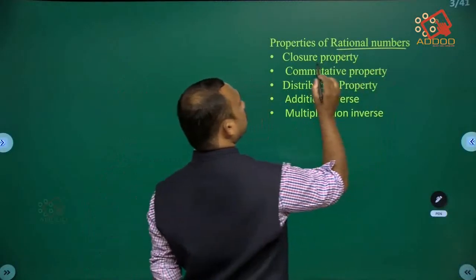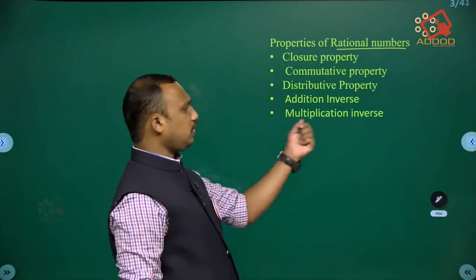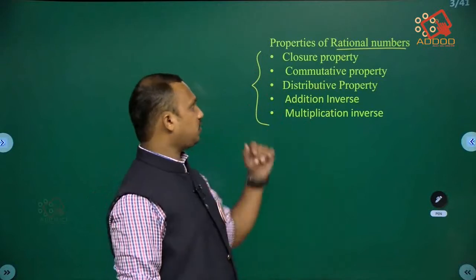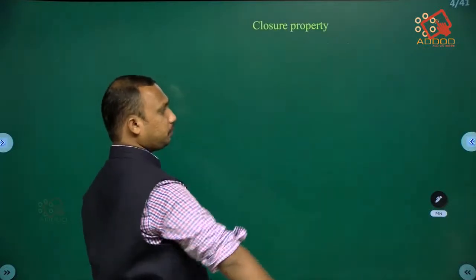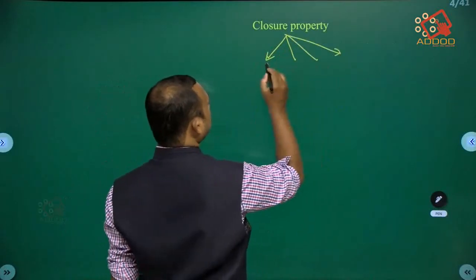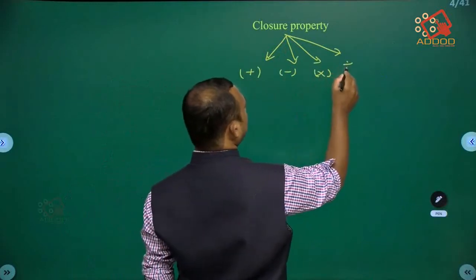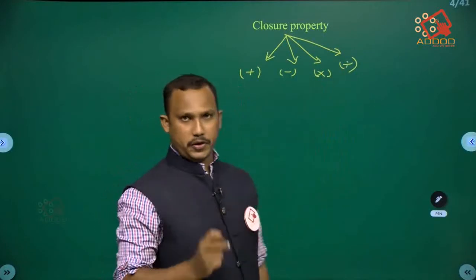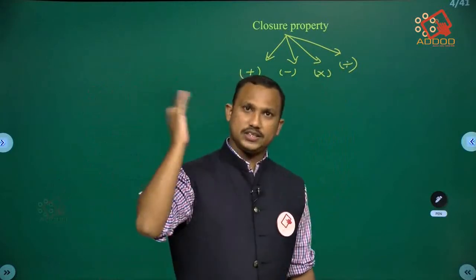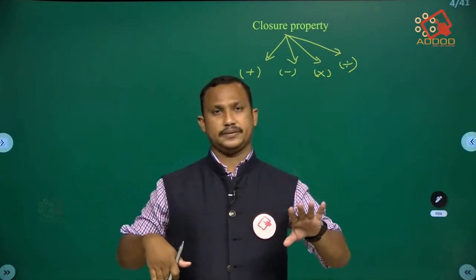Next, some properties are there. Properties of rational numbers: closure property, commutative property, associative property, distributive property, additive inverse and multiplicative inverse. These properties are going to be used in this chapter. First we'll discuss the closure property. For the closure property, you should take the 4 fundamental operations: addition, subtraction, multiplication and division. Total 4 fundamental operations you have to use. We already discussed this in 7th class, where you learned about whole numbers. Here we are discussing rational numbers.